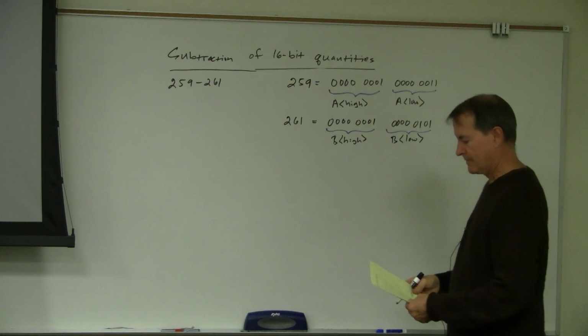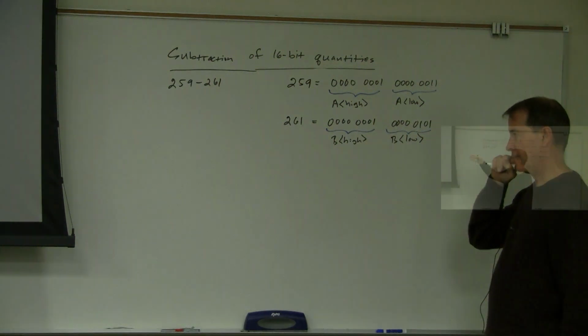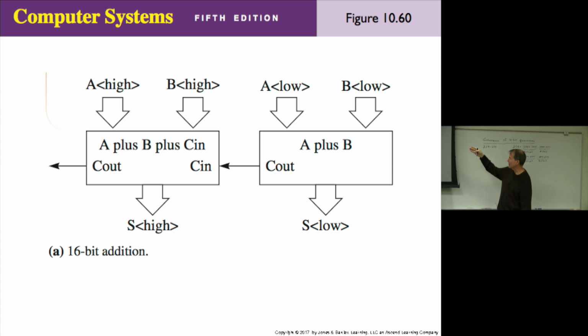All right. Let's pause for a minute here. I forgot to show this slide a minute ago. 10.60a is how we do the A plus B on the low order first, and then the C out from that goes to the C-in of the next one, and then that's A plus B plus C-in. So that gives the sum high and the sum low, right?